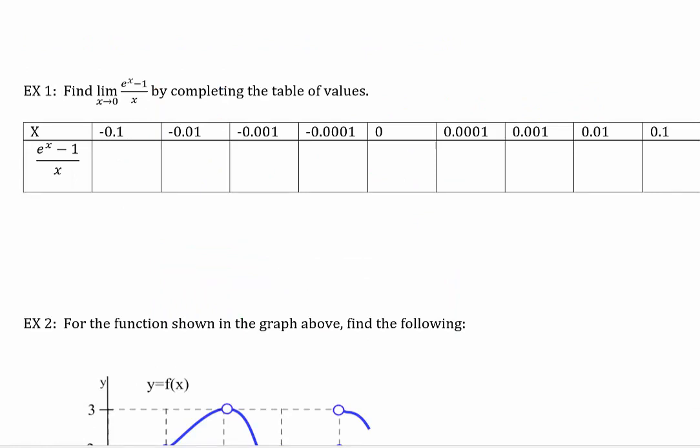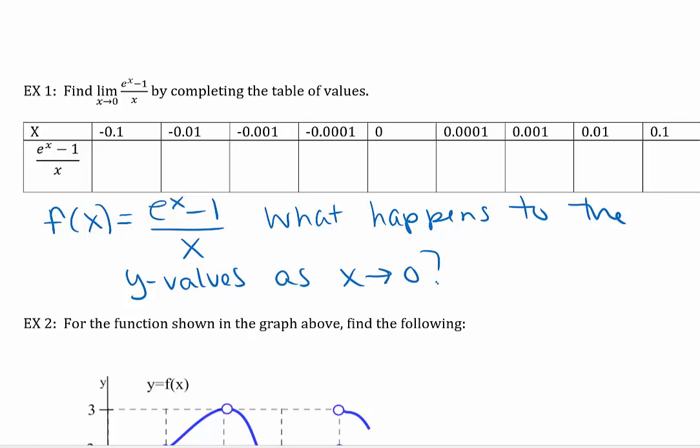So let's create a table of values to illustrate this concept. If I want to find the limit as x goes to 0 of e to the x minus 1 divided by x, that limit is referring to a function, the function e to the x minus 1 over x, and that limit is asking us what is happening to the y values as the x values are getting closer to 0.